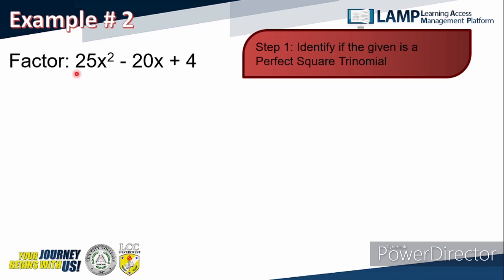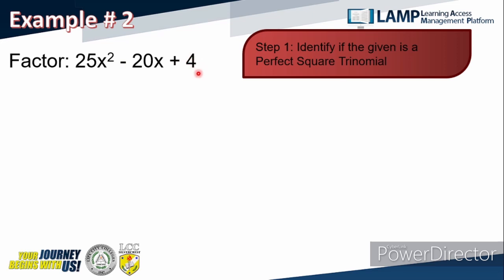Probably we have here first term, which is 25x squared. Second term is negative 20x. And the third term is 4. So therefore, we have here a trinomial. Now, the next condition is our first and last term must be a perfect square. So from our example, 25x squared is a perfect square and 4 also is a perfect square.